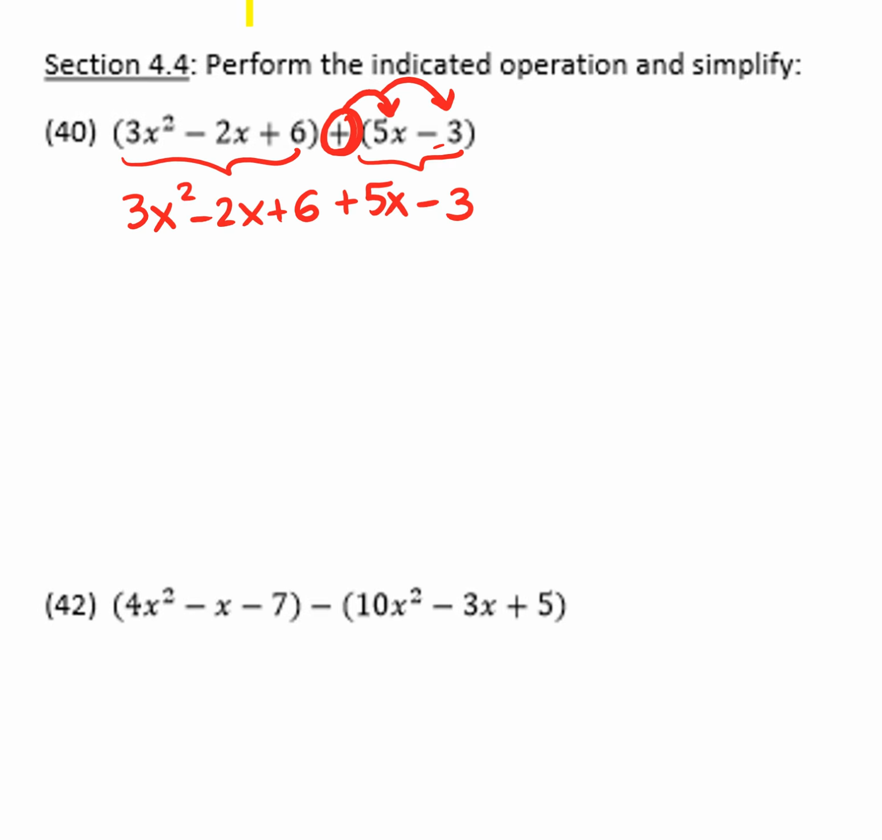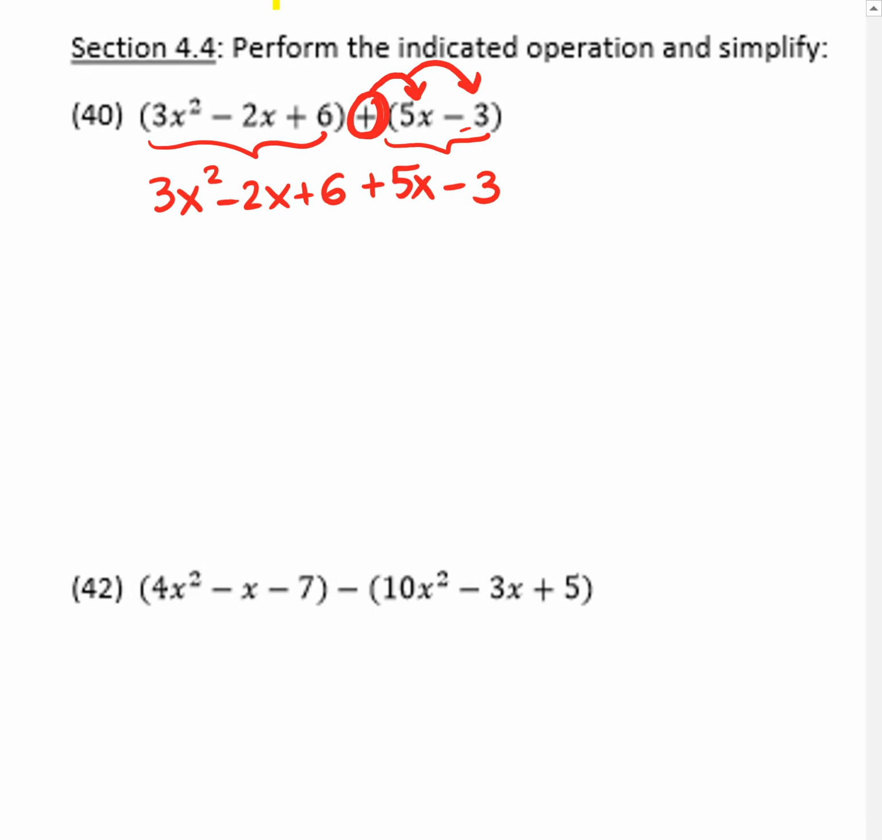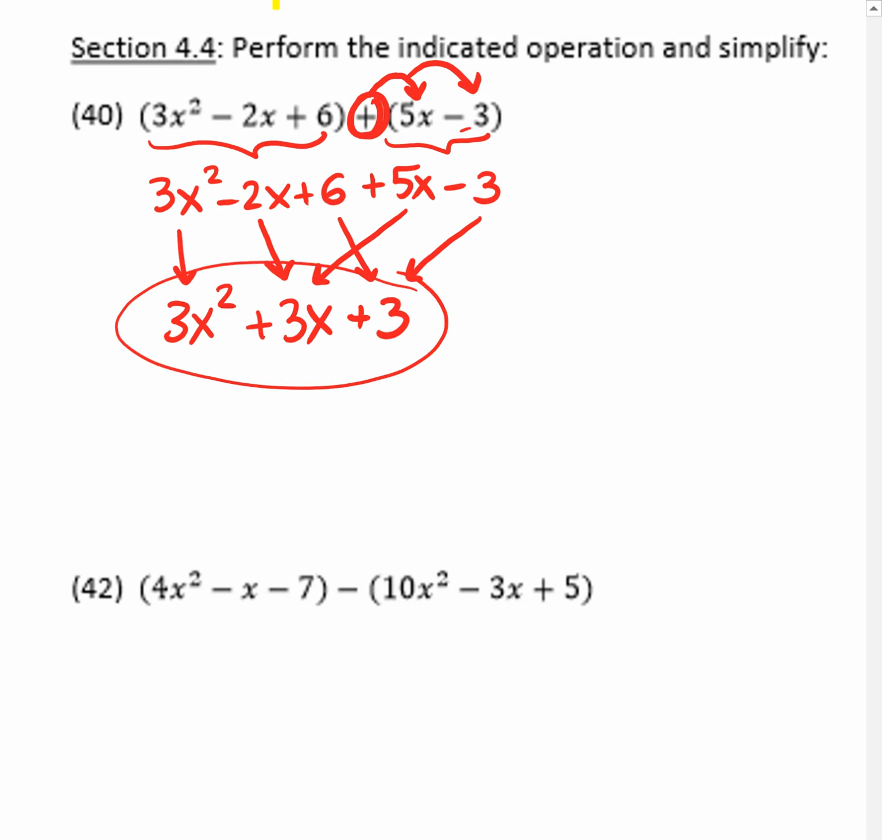Now just see what the like terms are. I noticed that 3x squared, there are no more x squared terms other than him. So he has no one to combine with. He'll just stay the same. But the negative 2x and the 5x can combine into a 3x. And the 6 and the negative 3, 6 minus 3 is positive 3. And that's in descending order of powers, which is good: the squared term, the 1 power, and then the constant.